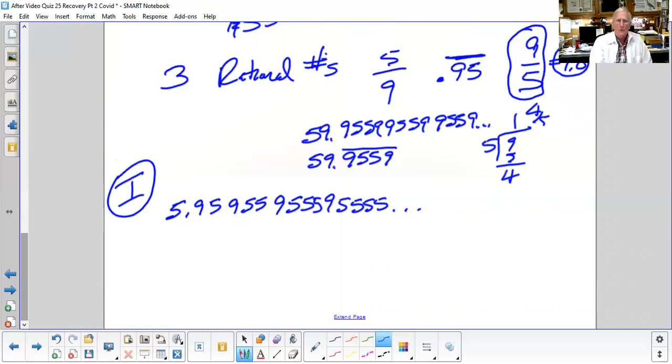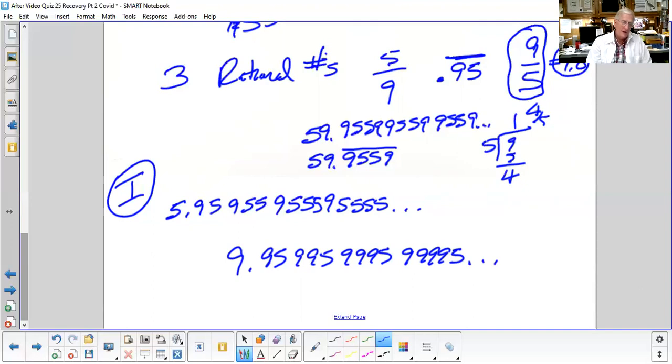Okay, what else would work? Well, I'd have to use some kind of combinations with 5s and 9s, right? So I could do 9.95, 995, 9995, 9999.5 dot, dot, dot. There's another irrational number with that.